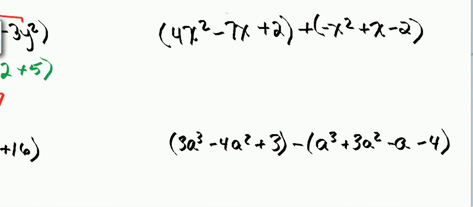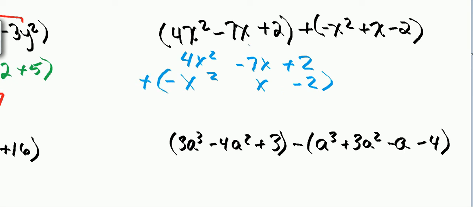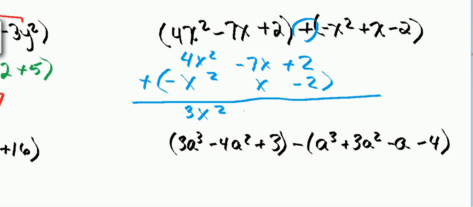This third one, I can either use the horizontal or vertical method. I'll use the vertical this time. I've got 4x squared minus 7x, so I would be rearranging this into standard form. It's already in standard form. This other one, I want to make sure I line up the like terms. So I have negative x squared, x, and negative 2, and I am adding these two together. So 4 minus 1, so I've got 3x squared, I have negative 6x, and plus 0.